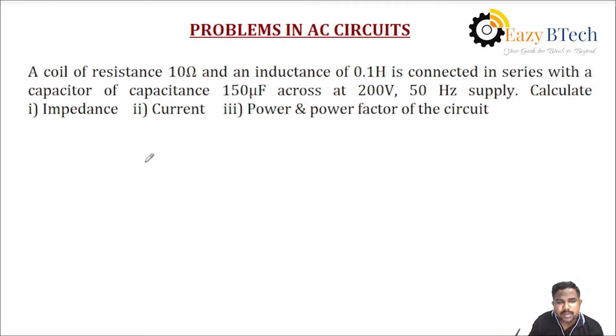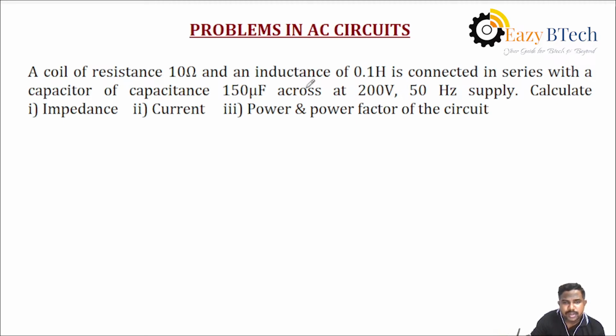Okay, this is the example problem. A coil of resistance 10 ohms and inductance of 0.1 Henry is connected in series with a capacitor of capacitance 150 microfarad across a 200 volts 50 hertz supply. Calculate impedance, current, power and power factor of the AC circuit.